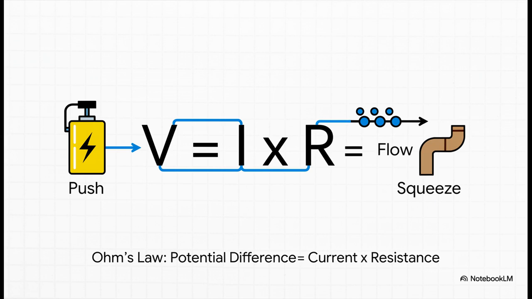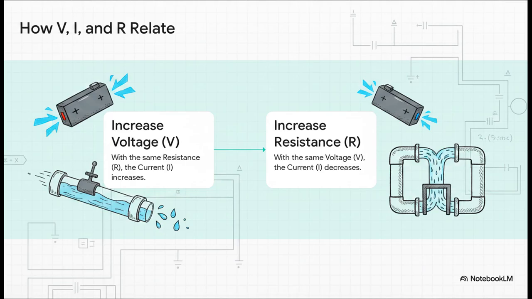The big takeaway here is that these three things are always connected. You can't change one without affecting the others. Let's think about that for a second. Let's say you keep the squeeze the same, right? But you increase the push. Maybe you use a stronger battery. What happens? Well, the flow of electrons speeds up. The current gets stronger. Now, what if you keep the push the same, but you increase the squeeze by using a more resistive wire? The flow of electrons slows right down. The current decreases. It's a perfect balancing act every single time.